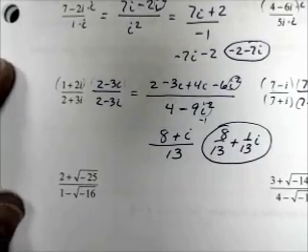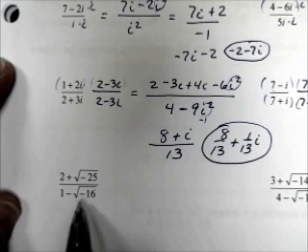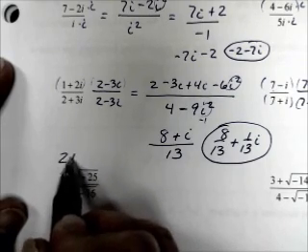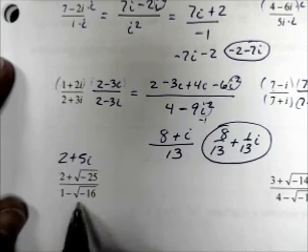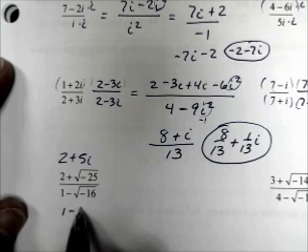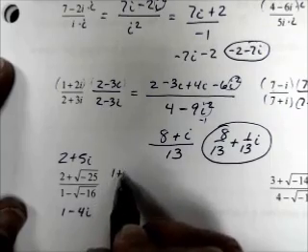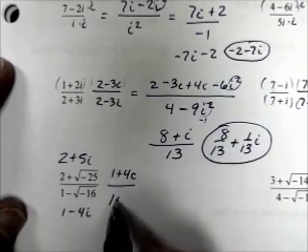Next, let's rewrite these with the radicals in terms of i. So this would be 2 plus 5i, and our denominator would be 1 minus 4i. So now we need to multiply by the conjugate of the denominator, 1 plus 4i over 1 plus 4i.